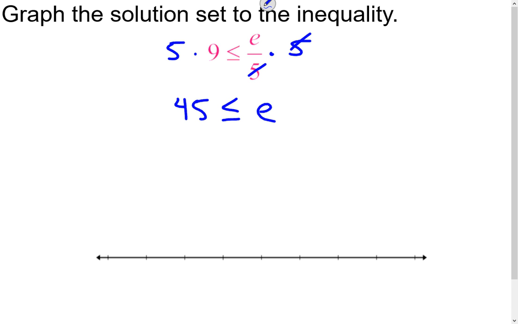Now, if I'm going to have to graph that, well, I'm just going to come down here and focus on the number 45. Again, I'm going to read backwards. E is greater than or equal to 45. Now, since it's equal to this time, remember we have to fill it in because 45 is a solution. All those numbers greater than are over here, and I've graphed my set of solutions.